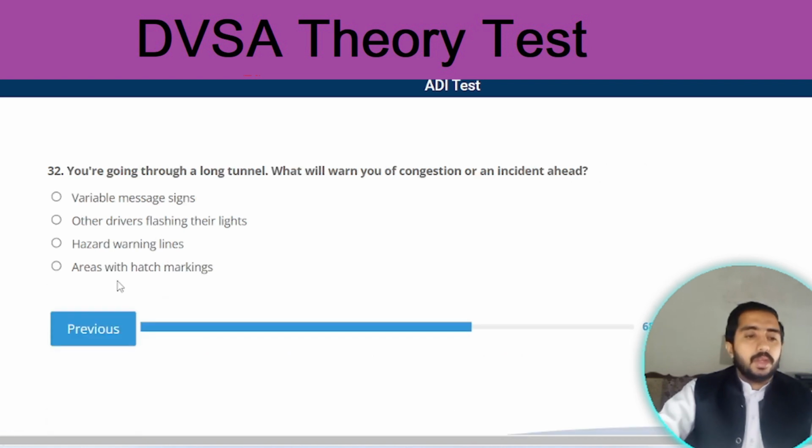Next one. You are going through a long tunnel. What will warn you of congestion or an incident ahead? The correct option is variable message signs. Option A.